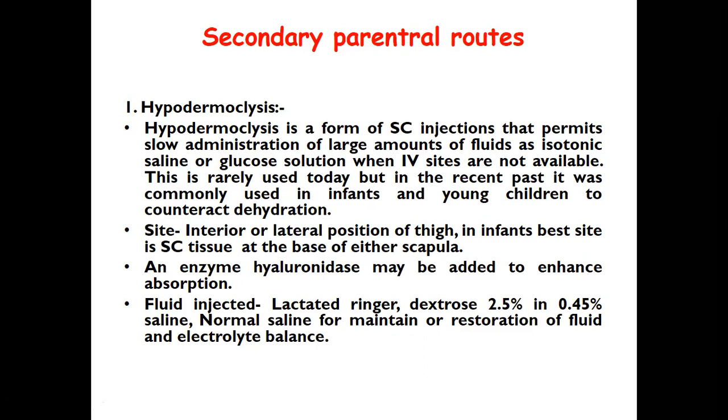Now discuss the secondary parenteral routes. Hypodermoclysis, it is a form of subcutaneous injection that permits slow administration of large amounts of fluids such as isotonic saline or glucose solution when intravenous sites are not available. This is rarely used today, but in the recent past, it was commonly used in infants and young children to counteract dehydration. The site is anterior or lateral position of thigh.